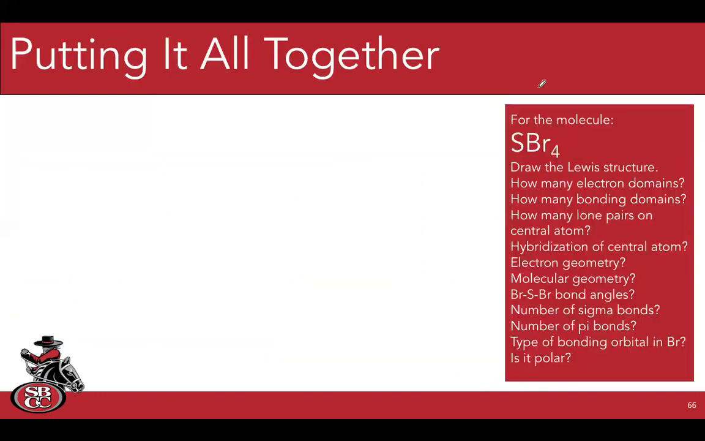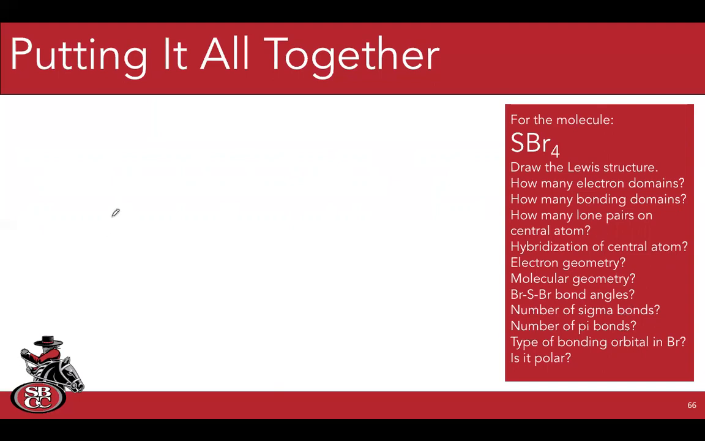Okay, so this is the kind of thing that we'll be looking at tonight. So we have sulfur tetrabromide, and we want to draw the Lewis structure. We want to count electron domains, bonding domains, lone pairs on the central atom, hybridization of the central atom, electron geometry, molecular geometry, Br-S-Br bond angles, number of sigma bonds, number of pi bonds, types of bonding orbitals in the bromine, and we want to know if it's polar. If you can do all of this, you're in good shape. So let's get into it really quick and see how easy this can be.